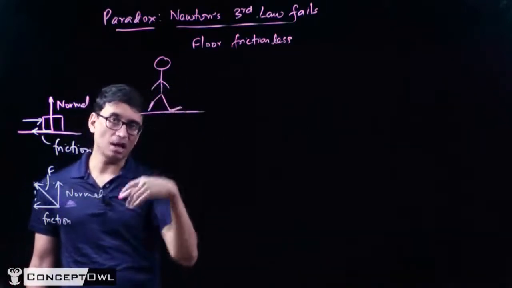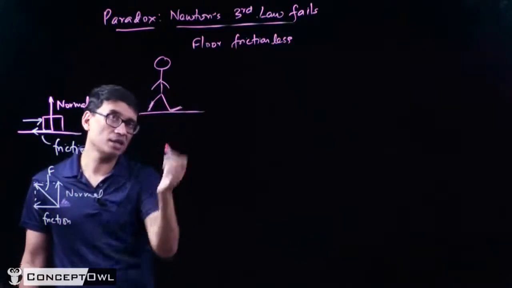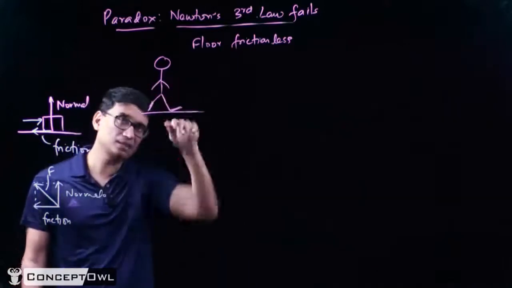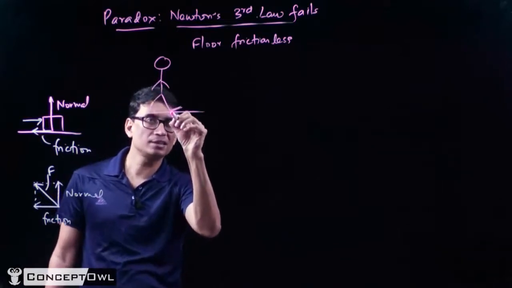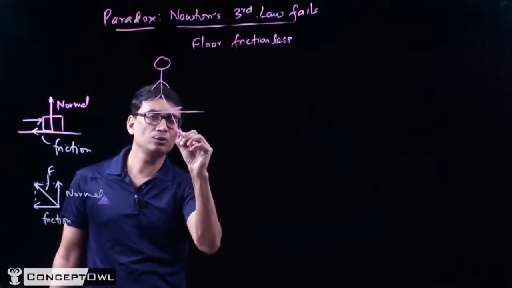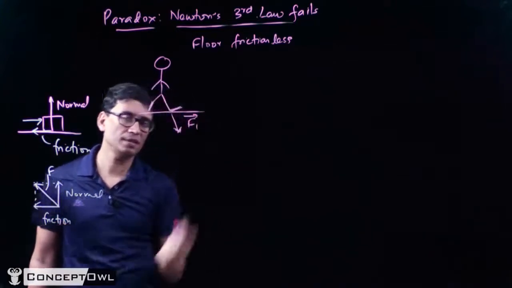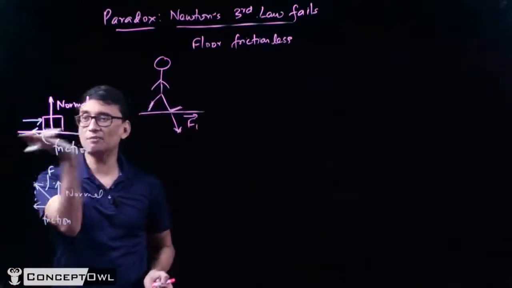Now you have to hear this argument very carefully. I'm just saying that this guy is putting his feet at a certain angle. It's not vertical, he's putting it at a certain angle. So he's applying a force in this direction, and this force I'm going to call F1 vector. Now the floor is frictionless, so it cannot have a horizontal component.